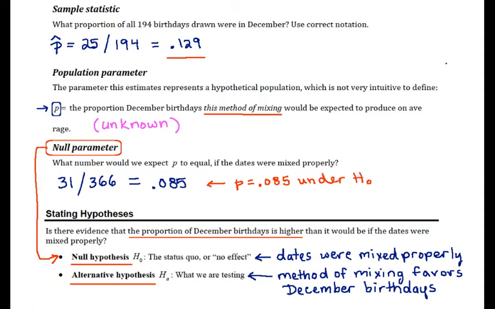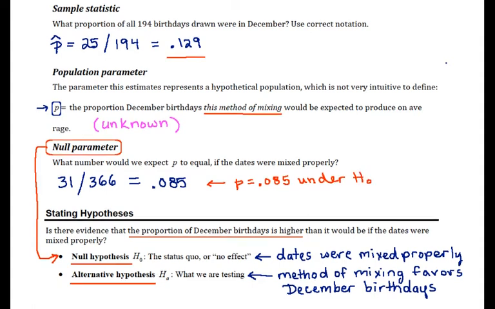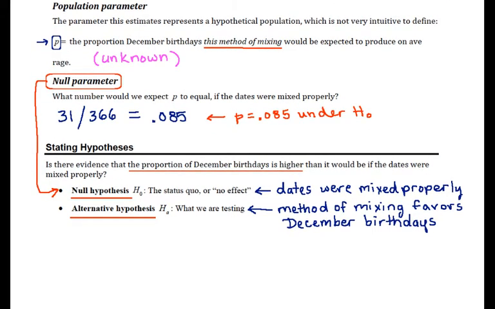But we don't know the actual value of p. This is just speculation. So I'm going to write these hypotheses using symbols instead of words. My null hypothesis is that this value p, my population parameter, is equal to 0.085. They were mixed properly. If we were to do this over and over again, maybe we'd find on average that it really does come out to be about 0.085. And the alternative hypothesis is that, in fact, this favors December birthdays, so on average we're going to see p come out to be bigger than 0.085.